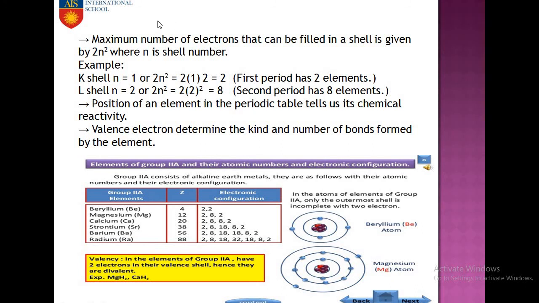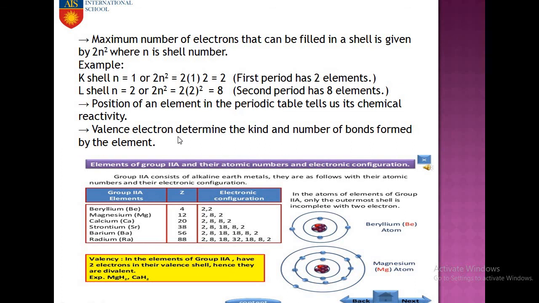Now, the maximum number of electrons that can be filled in a shell is given by the formula 2n square, where n denotes the shell number. So 2 into 1 square is 2, 2 into 2 square is 8. The first shell cannot accommodate more than 2 electrons, and the second shell and so on cannot accommodate more than 8 electrons. Clear? Now the position of an element in the periodic table tells us its chemical reactivity. Then we can find out how reactive it is or how less reactive it is.